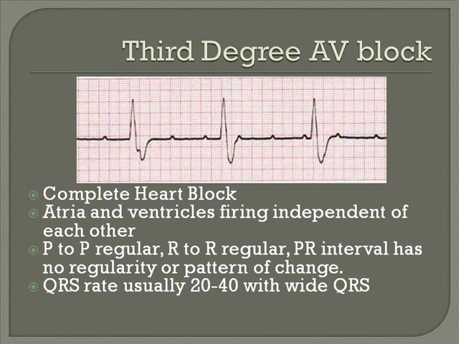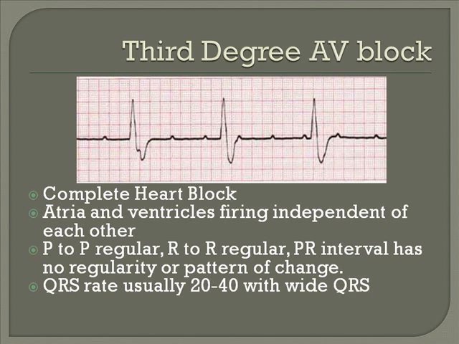But when we look for something in the PR interval, there is no consistency or pattern to it whatsoever. Remember, in second degree type 1, there was a pattern of change of the lengthening PR interval. In second degree type 2, the PR interval stayed the same. But this one, there's no pattern whatsoever. And if you look at the first QRS complex, there's actually a P wave buried in the T wave.